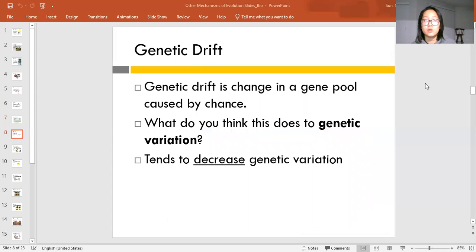Genetic drift. So what does the word drift mean when you think about it? Yeah, so drift technically means like to float away, right? If you've ever watched the Titanic, Jack and Rose, they float away from each other at the end when they're freezing in the water. So genetic drift is change in a gene pool caused by chance. So what do you think this does to genetic variation? Genetic drift tends to decrease genetic variation.